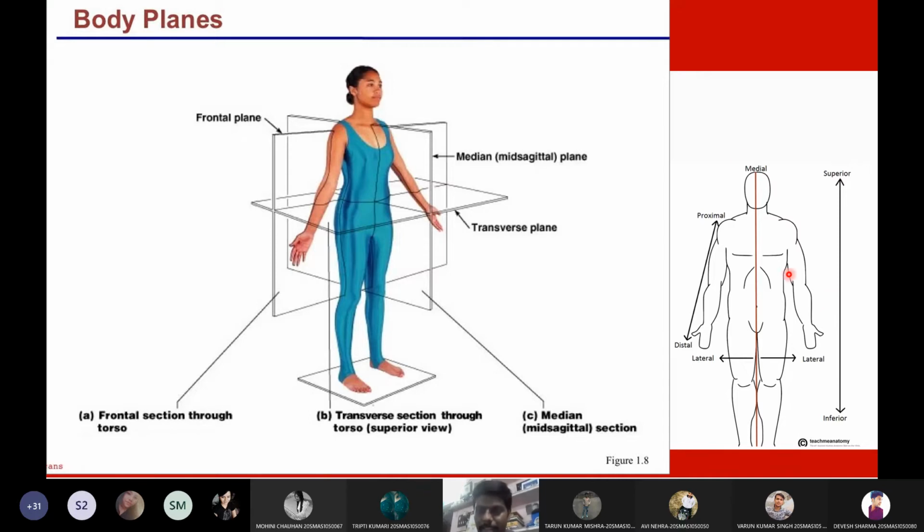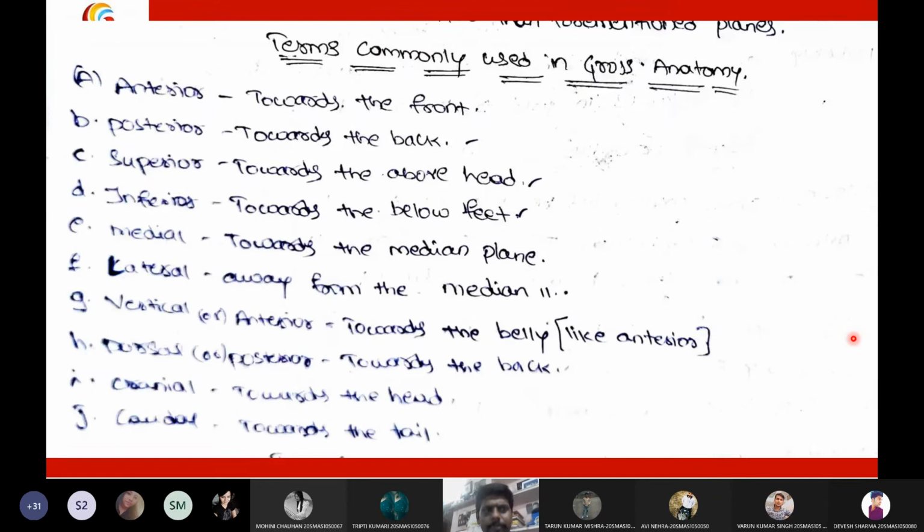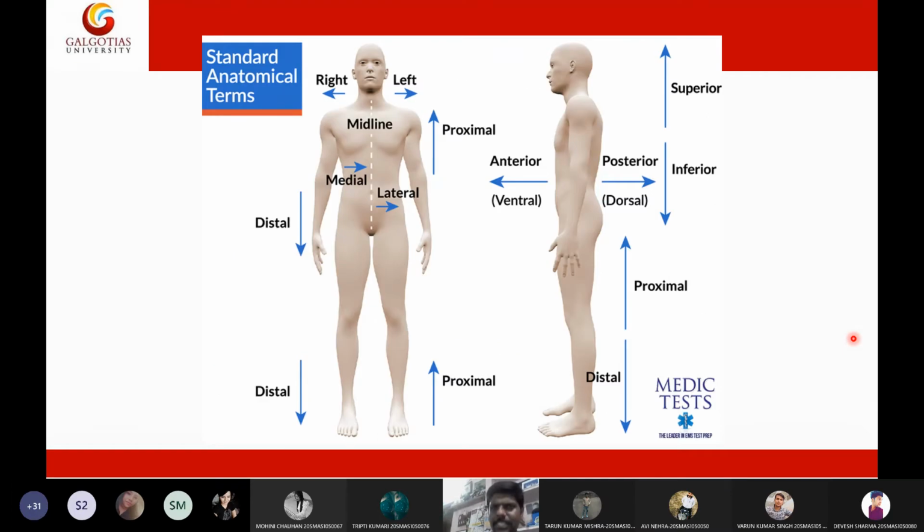So you have the mid plane, then the transverse plane, frontal plane, mid-sagittal and sagittal plane, then the oblique plane. So these are the planes of the body. Then you have the terms. Some other terms include anterior, posterior, superior, inferior. So what are those? Anterior means front. So front can be stated as anterior.